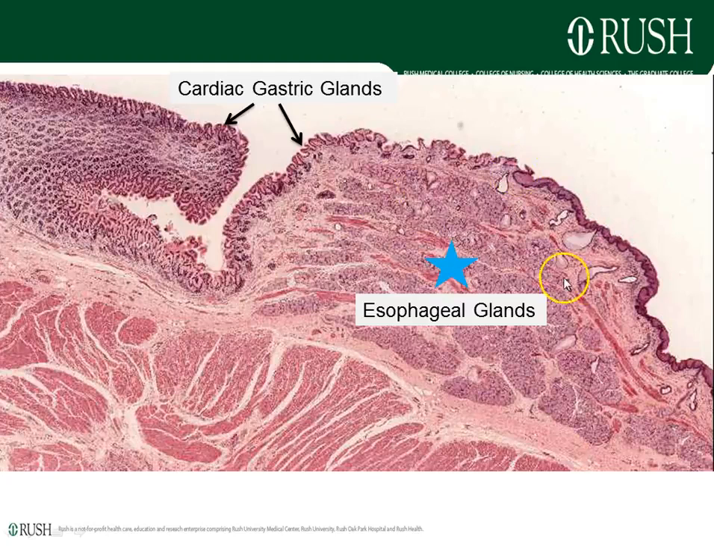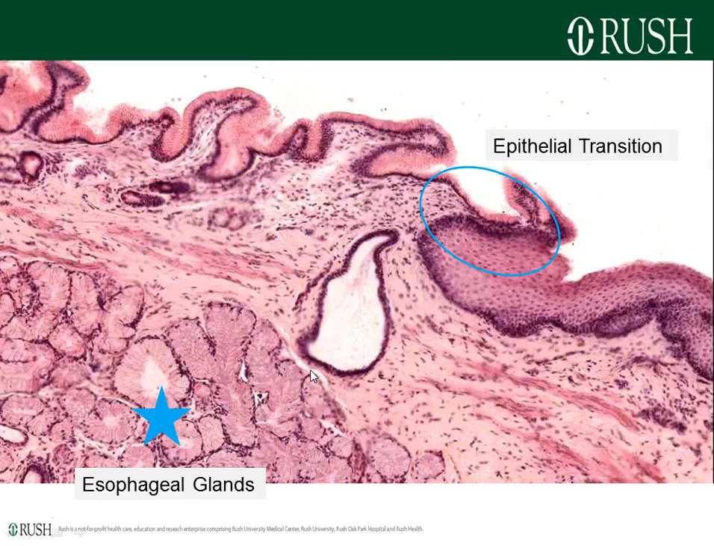Underlying both of those regions there, you see those submucosal esophageal glands, and directly underneath the mucosa and coming off of the mucosa, you can see cardiac gastric glands. Down here is a bit of that thickened smooth muscle of the sphincter. So here's a higher mag showing you that epithelial transition and a little bit of the esophageal glands shown by the star.